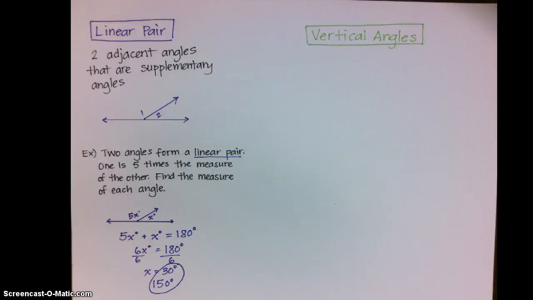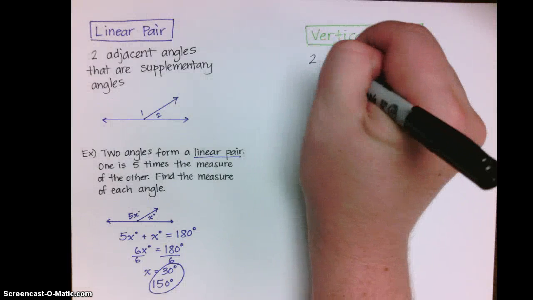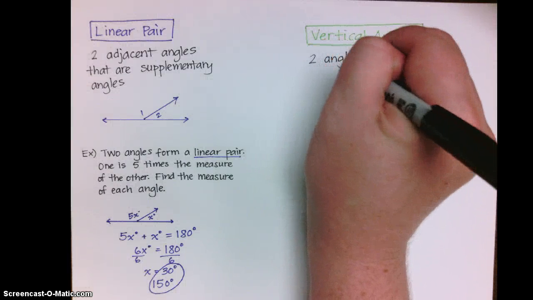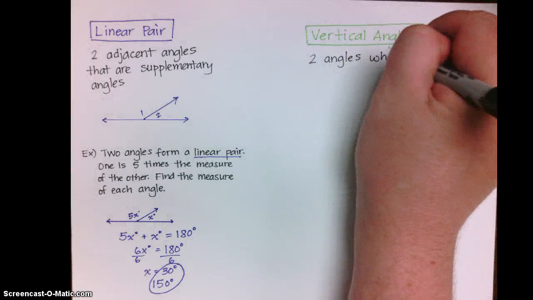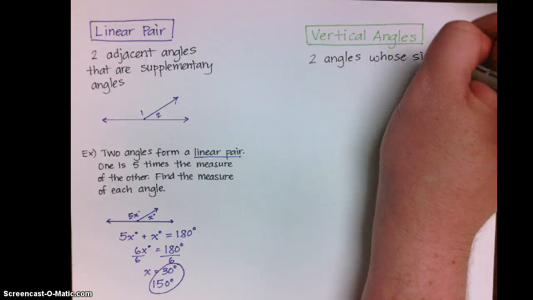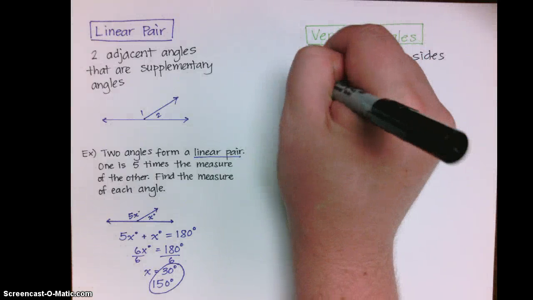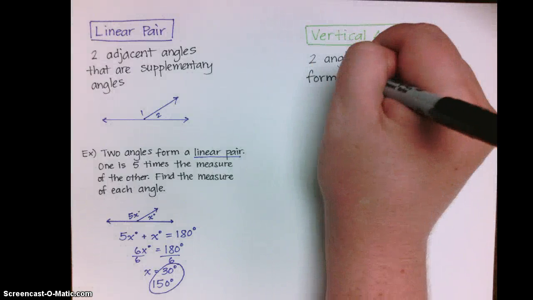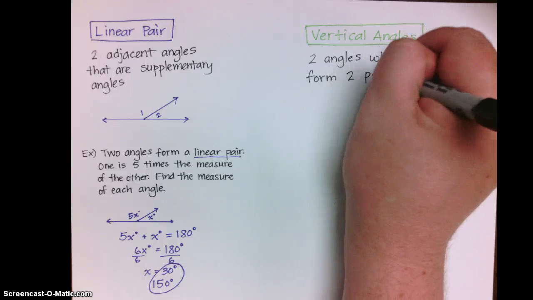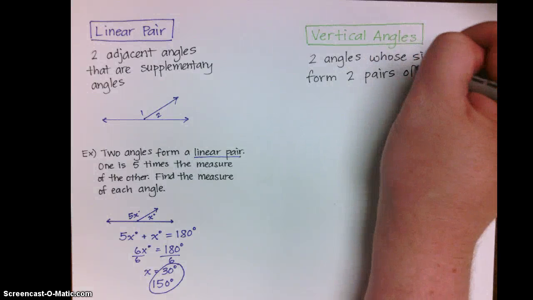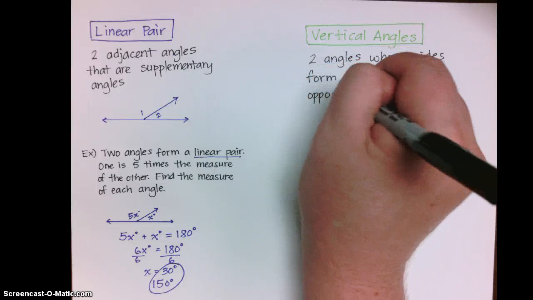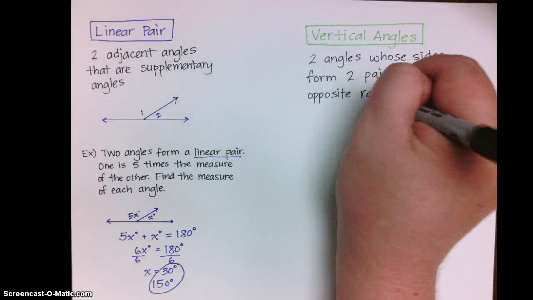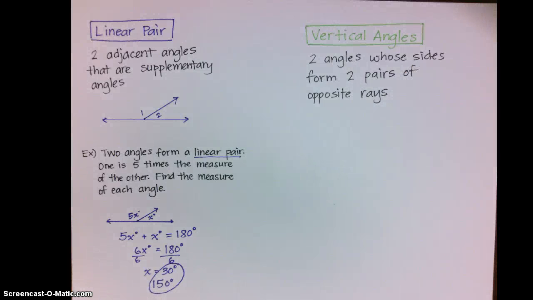The very last term that we're going to go over is vertical angles. Vertical angles are two angles whose sides form two pairs of opposite rays. We're going to learn a lot more about vertical angles later, but let me just show you a picture of what I mean.